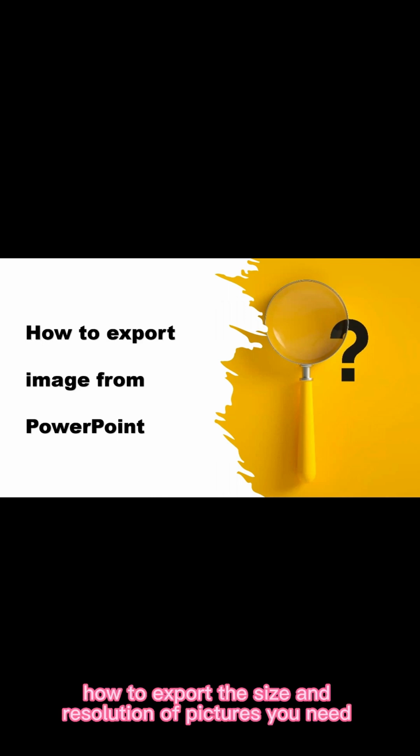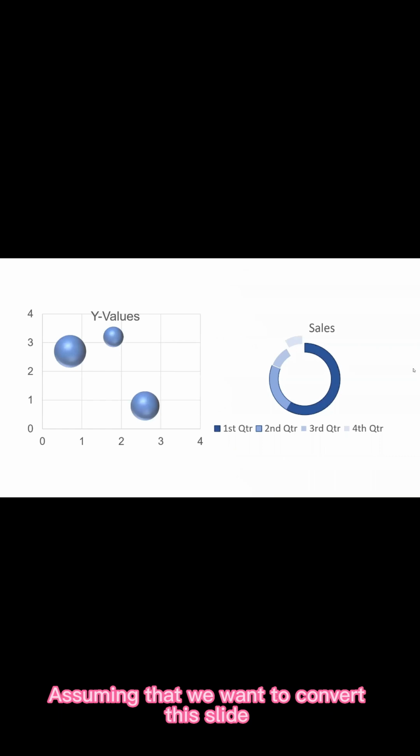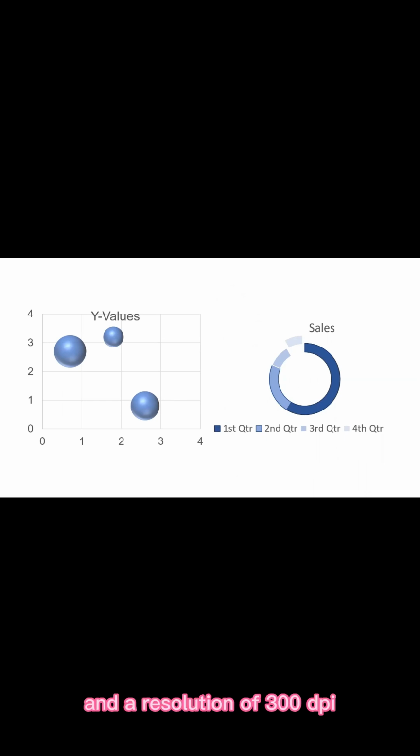Today, I would like to share with you how to export the size and resolution pictures you need from PowerPoint. Assuming that you want to convert this slide into an image with a size of 8.25 by 4.5 centimeters and a resolution of 300 dpi.